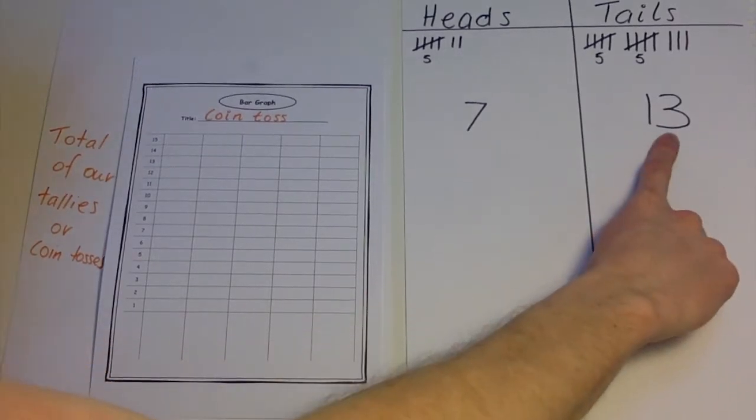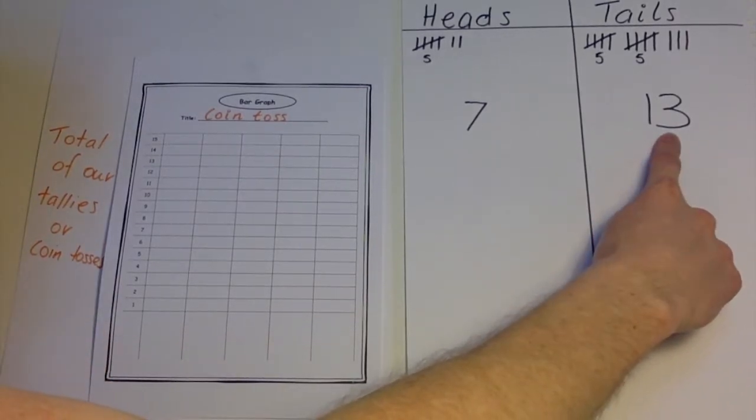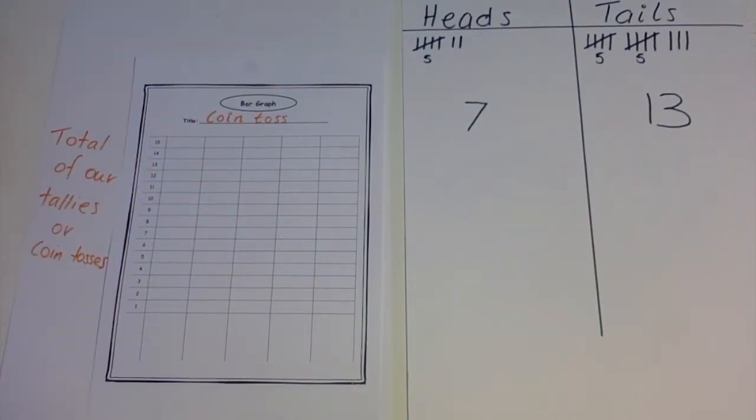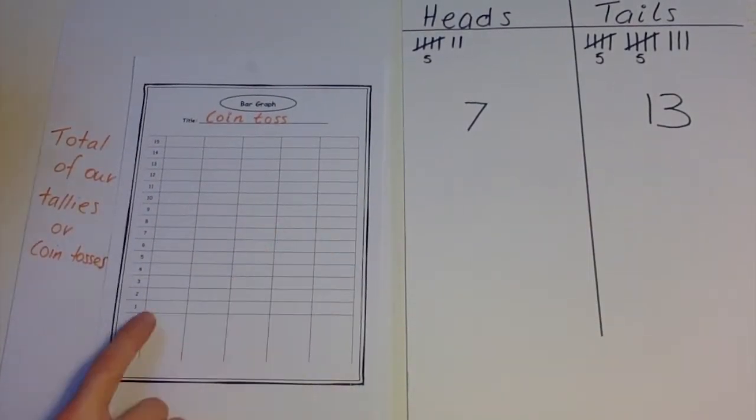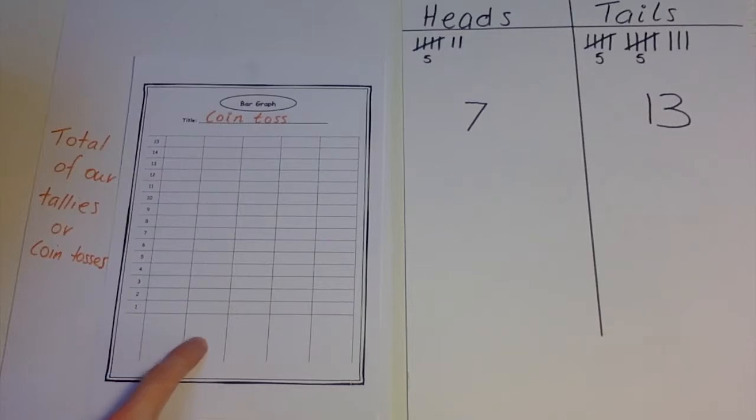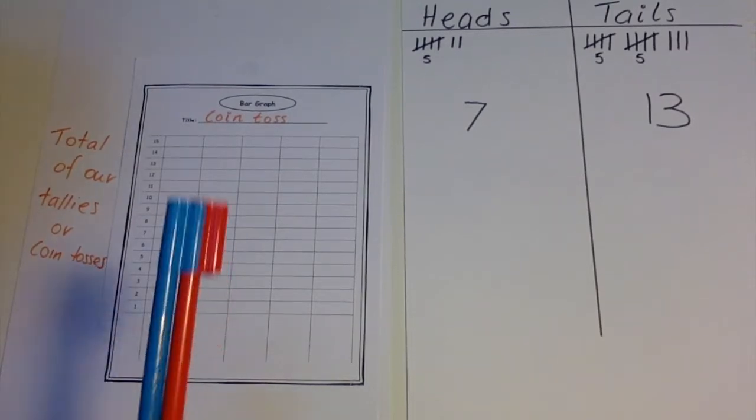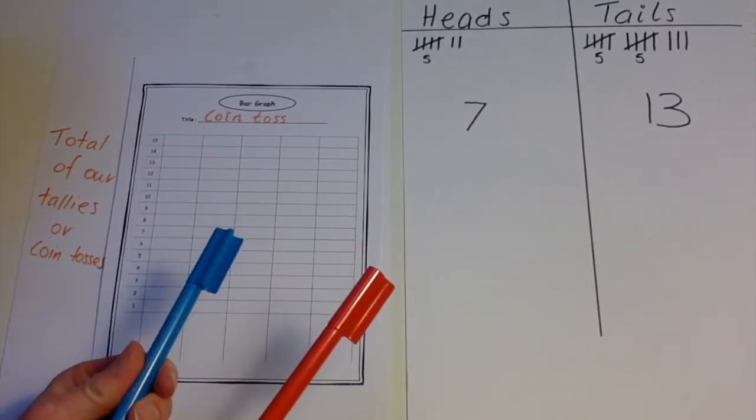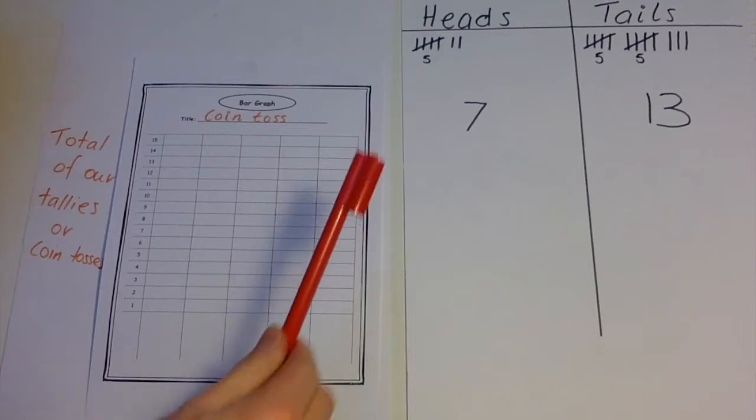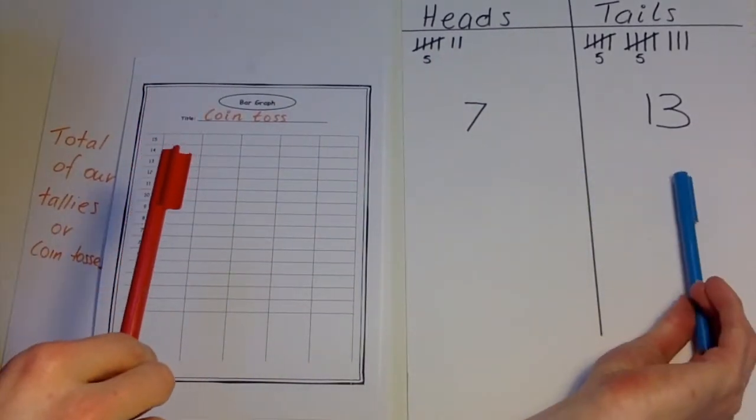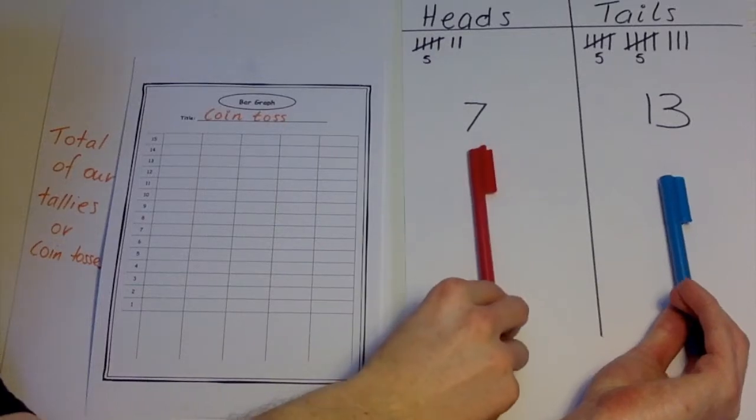So, because in this one we have 13 as our total, we need to find 13. I'm going to show you how you do that in a second. Now down the bottom, we've got our little gaps down here. So here is what you need to do. You need two different colours. I want to choose red as my heads, and I'm going to choose blue for my tails.